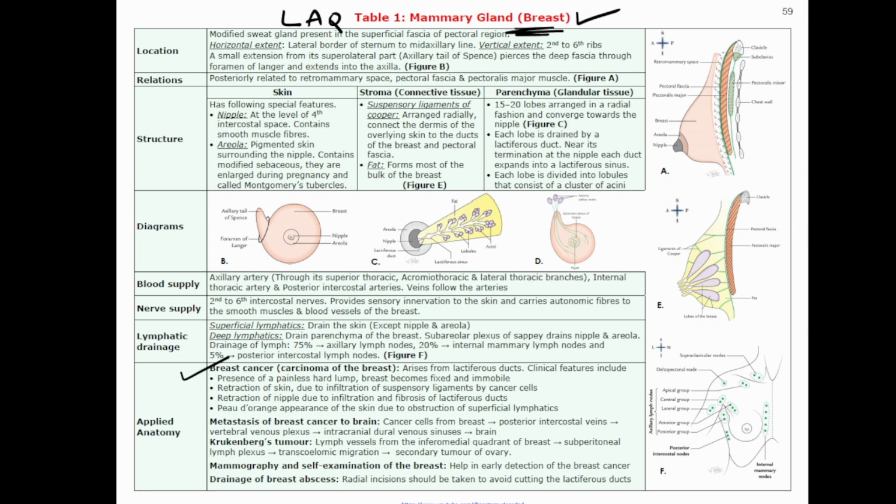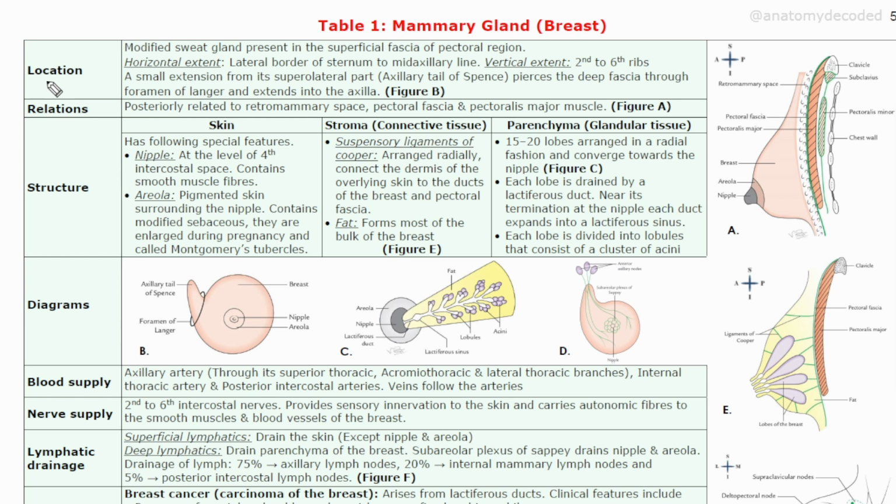So let's begin with our first heading, location of mammary gland. Where is the mammary gland located? It is present in the superficial fascia of pectoral region. It is present in both males and females, but it is well developed in females. It is considered as a modified sweat gland which is present in the superficial fascia of the pectoral region or the chest region.